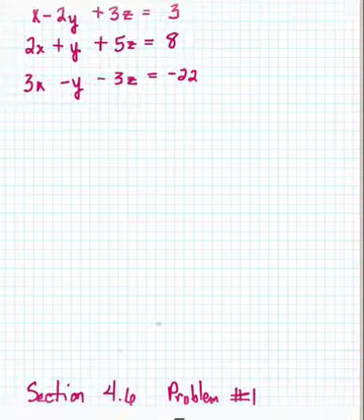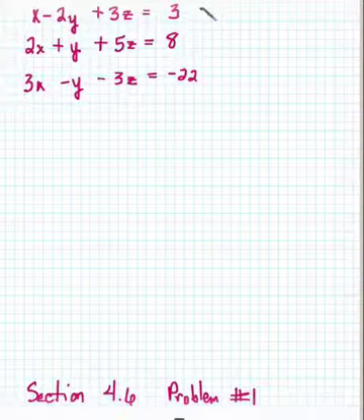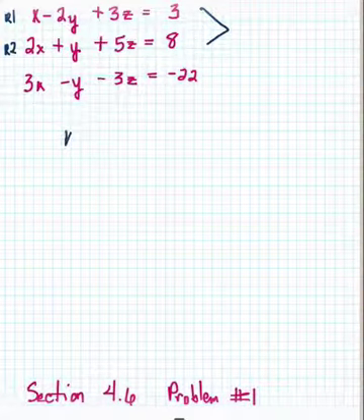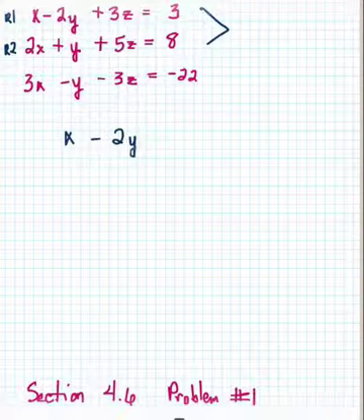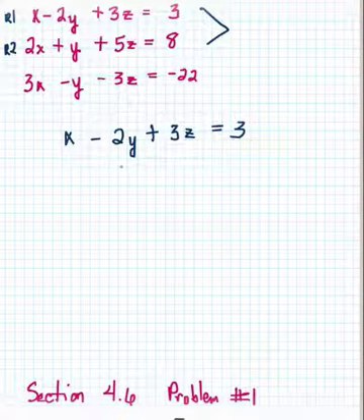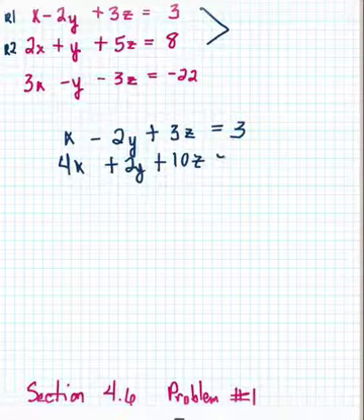All right, well, here's the problem, section 4.6, problem number 1, and this is what I have. It's not too bad. I can see what I'm going to do here to combine the first row and the second row. So this is row 1 and row 2 here. And to combine these, I see that I'm going to multiply that second row by 2. The first row I'm just going to leave alone. I'm not going to do anything with this first equation, right? But the second equation, I'm going to double it: 4x plus 2y plus 10z equals 16.